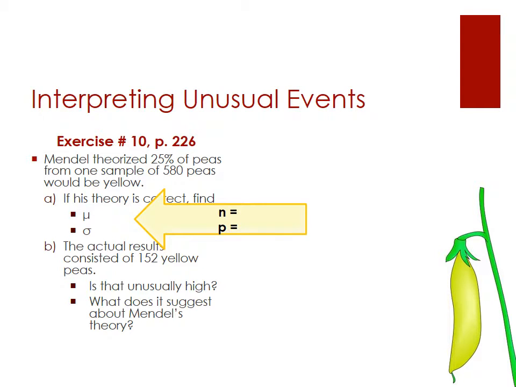Alright, so we need to get the mean and the standard deviation first. To get those, as we know from our formulas, we need to get our n and our p. So pause the video here for a moment and write down what the n and the p are. And also, if you can, calculate your q. Pause the video and do that, and then when you've got your answers, turn the video back on and let's check them together.